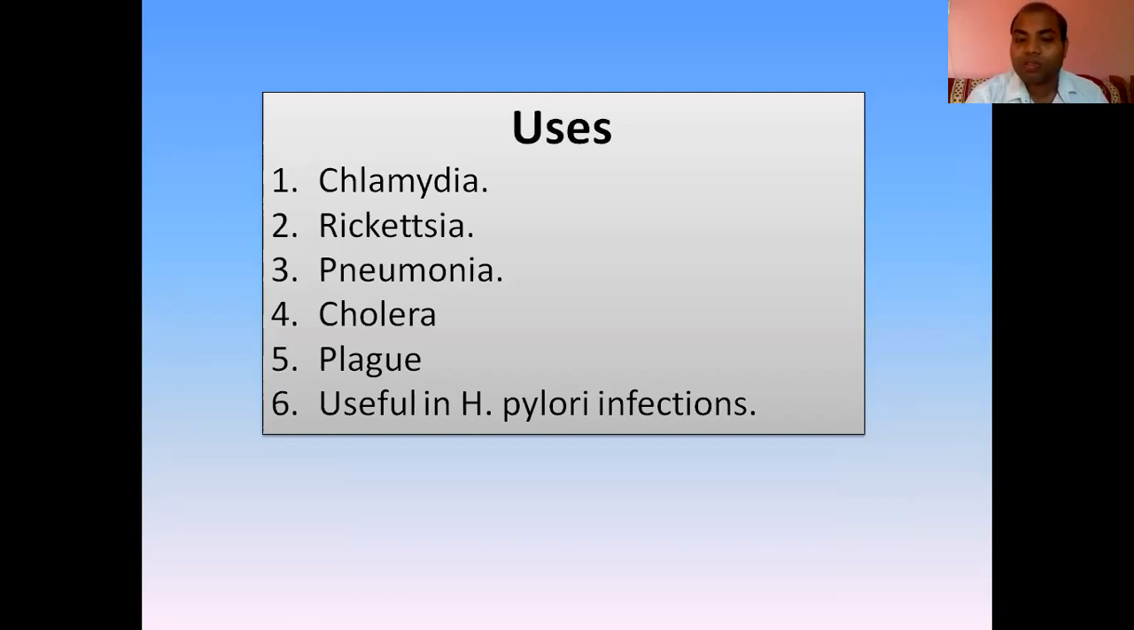It is also useful in H. pylori, that is Helicobacter pylori infection. Generally, the location of Helicobacter pylori is the intestine or along the duodenal area, so it can cause an ulcer. So for treating the Helicobacter pylori induced ulcer, we can use this antibiotic tetracycline.